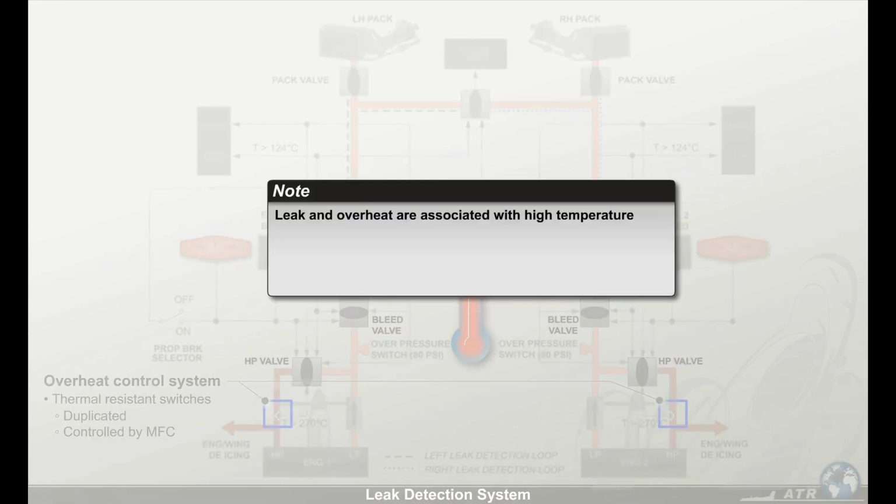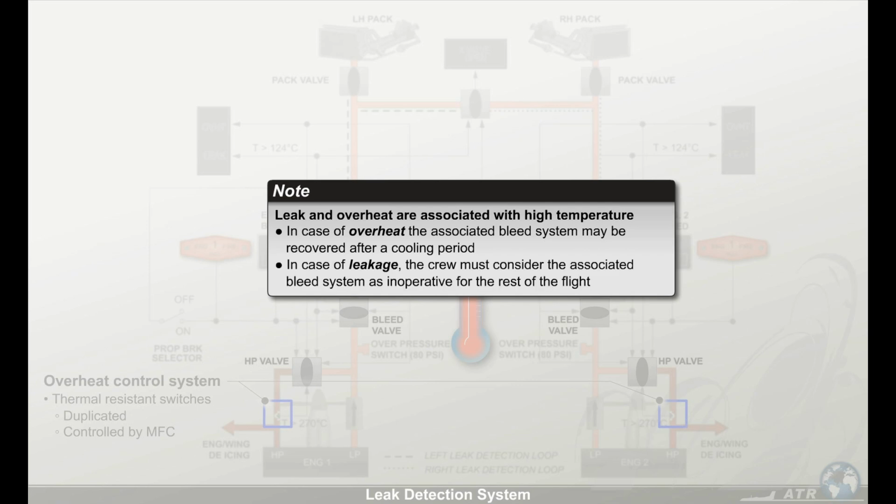Note: leak and overheat are always associated with a high temperature. In case of overheat, the associated bleed system may be recovered after a cooling period, but in case of leakage, the crew must consider the associated bleed system as inoperative for the rest of the flight.